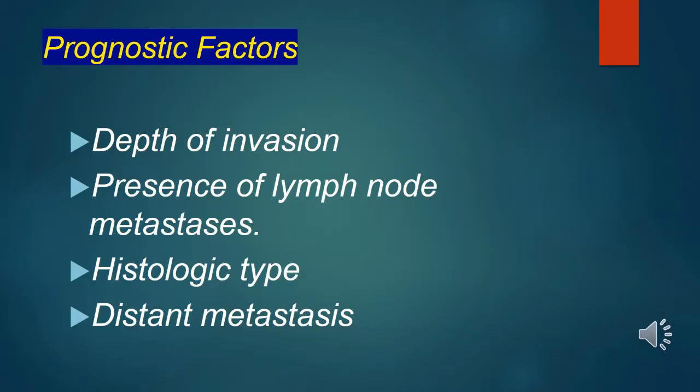The prognostic factors depend on the depth of invasion of the tumor cells, as we see in the TNM staging, the presence of lymph node metastasis, and the histological types. A few of the types show good prognosis, and some of them show the worst prognosis, or are aggressive or progressive. And distant metastasis is also one of the most important prognostic factors.